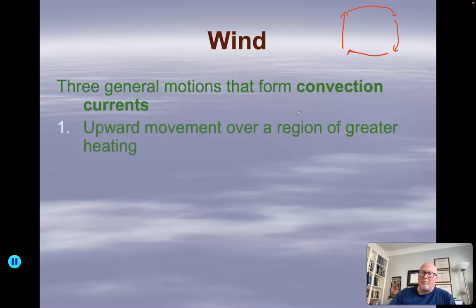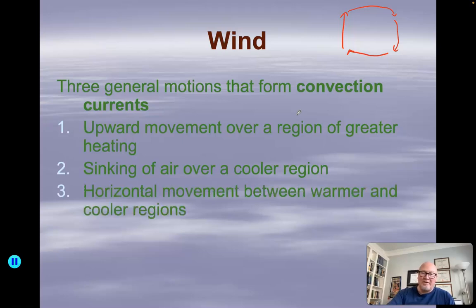So you have upward movement in an area where you have greater heating, sinking where you have an area of a cooler region, and then horizontal movement between those warm and cooler regions. So like, if this is during the daytime right here, and we have sand, let's say there's sand right here and water here, during the daytime hours, sand is going to heat up much faster than water.